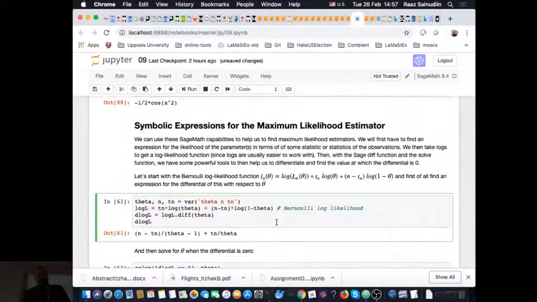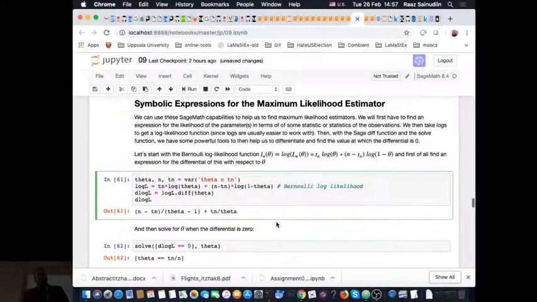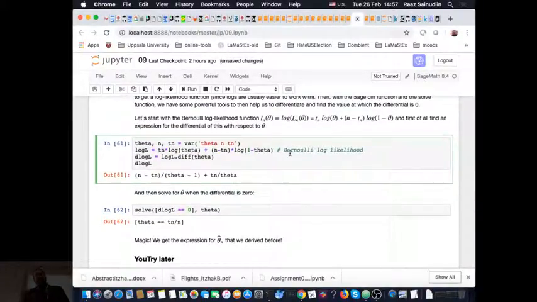So let's quickly visit symbolic expressions in the next 3 minutes for the maximum likelihood estimator. What do we do? Let's go back to our simple example, Bernoulli log theta. This one's simple, but why not? So we first declare theta and Tn to be variables. This is very important, right? If you're going to work symbolically, you have to introduce some symbolic variables. So then log L is in terms of Tn.